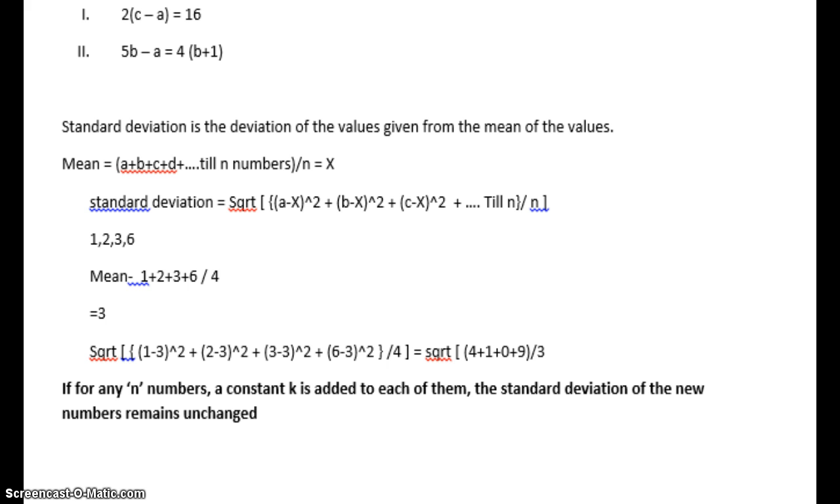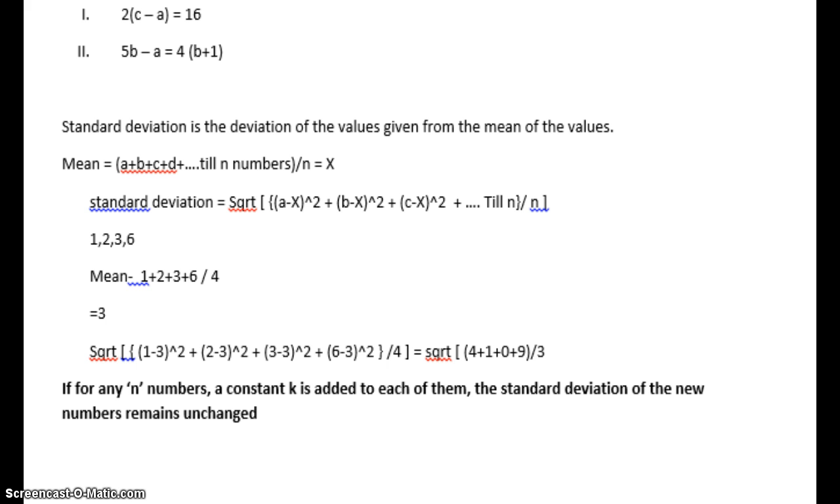One initial explanation would be that if we have initial values as a, b and c, in place of a you can plug in a plus k into the standard deviation formula. For b you can plug in b plus k, and for c you can plug in c plus k in the standard deviation formula. You will find that the result remains unchanged. Now, this is just a formulaic definition. Let me give you a more intuitive explanation of this.